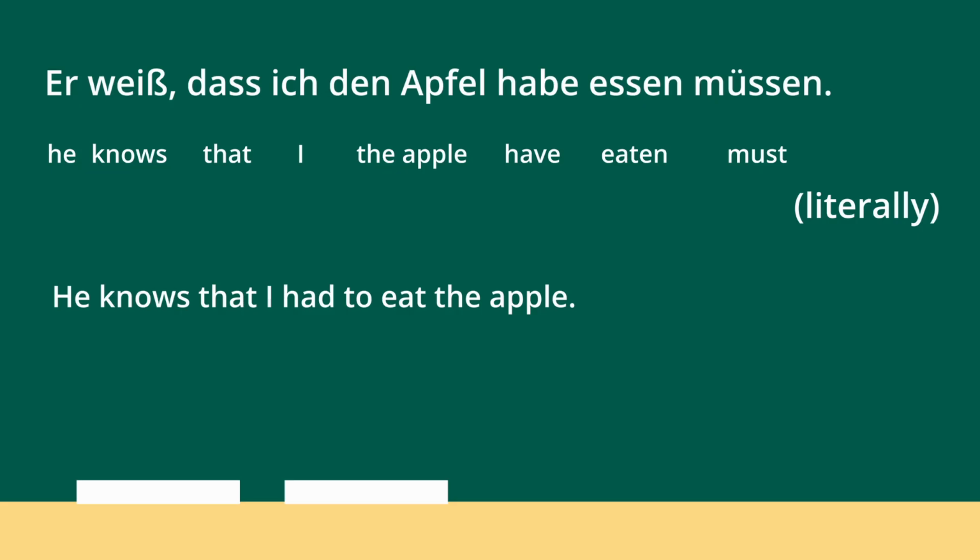So for example, you can have a sentence like, er weiß, dass ich den Apfel habe essen müssen. So instead of essen müssen habe, you take the habe to the front because müssen wants to be at the end. It's pretty complicated. If you are still new in learning German, you can forget it for now. But just remember, put it at the back of your mind that you will encounter this structure later on.